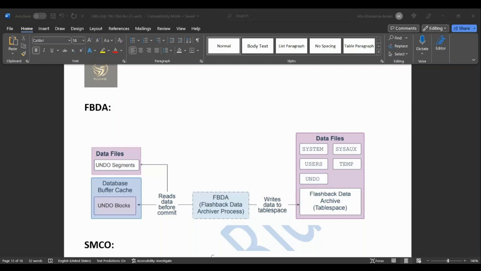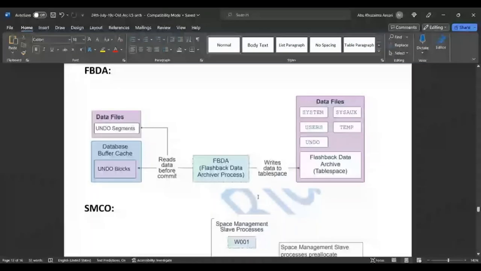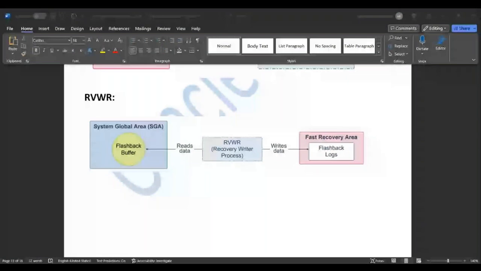Then we missed this one, RVWR. So what is RVWR? That is the recovery writer process, a background process. It is used to flashback an entire database. So when we enable flashback database in my database, a flashback buffer is created. RVWR reads the data from the flashback buffer and writes into the flashback logs. So this is the work of RVWR, and it can run as a thread and as an operating system process also. So, clear RVWR?